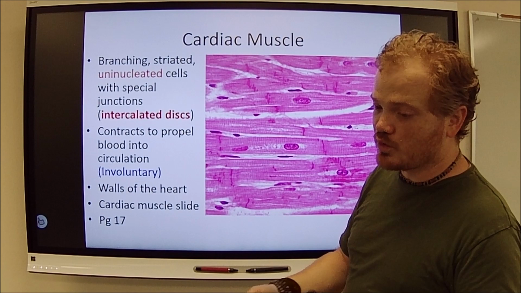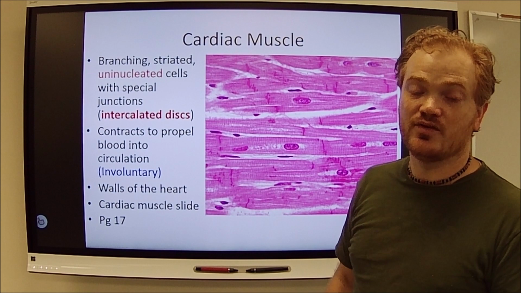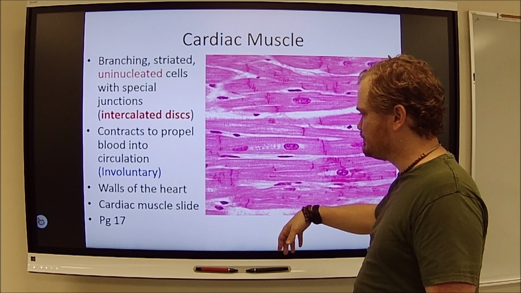So if one gets stimulated, the rest of them become stimulated. This makes your heart beat in unison, basically. So it's sort of a long story, but very important that these gap junctions exist.